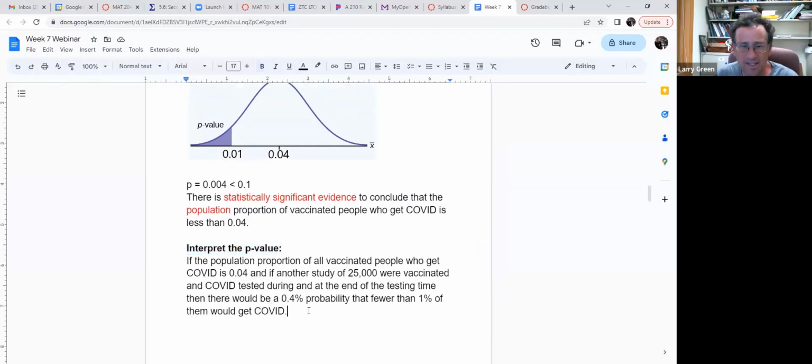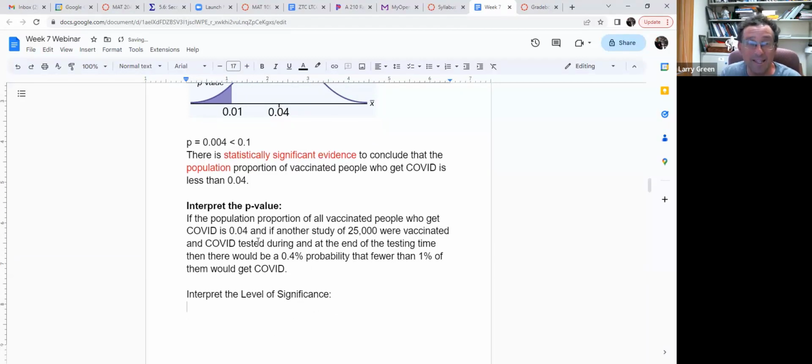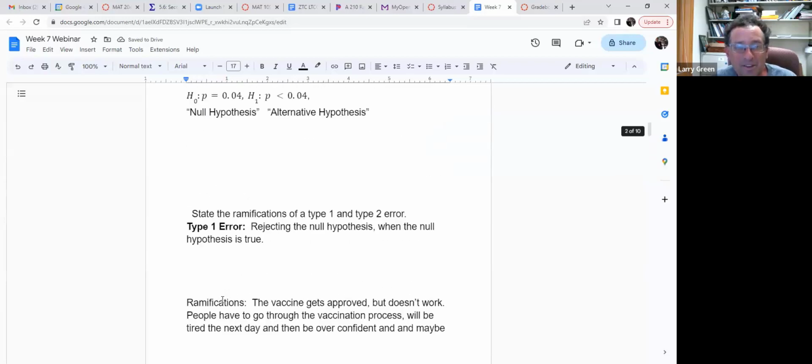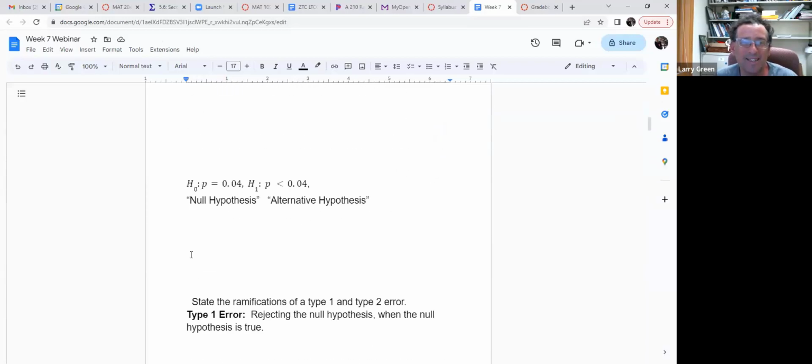All right. Now, the next thing you want to interpret besides the p-value is the level of significance. And to interpret the level of significance, I start out with exactly the same thing up to the word A. I'm going to copy and paste, and I'm also going to get rid of some blank spaces so that I can see it all on one page.